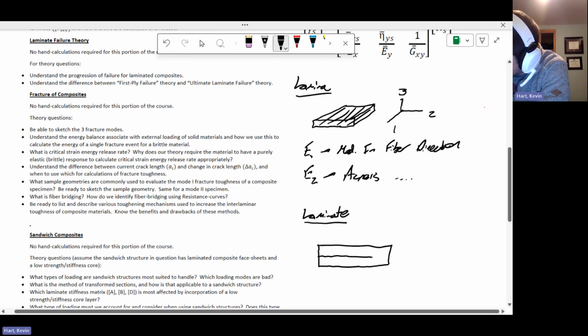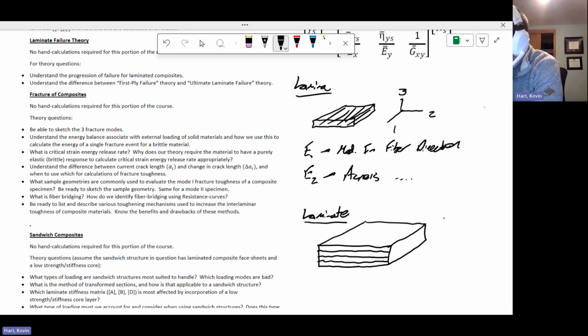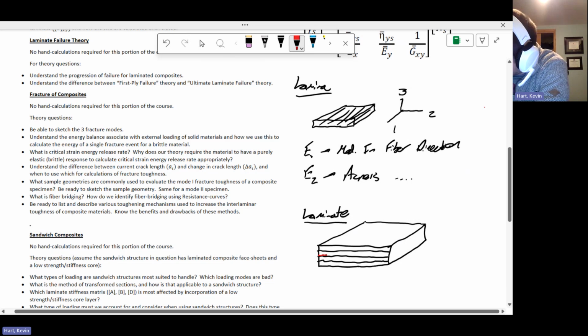And laminates typically have a global XYZ coordinate system, which is aligned with the natural coordinate system of the actual structure itself, right? So here you're going to have a coordinate system where, from the middle, I have X, then going backwards is Y, and then coming up is Z. So that's the laminate coordinate system.